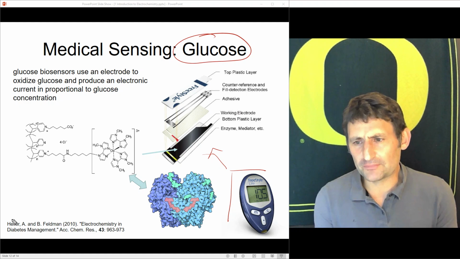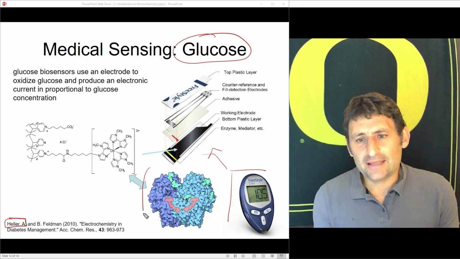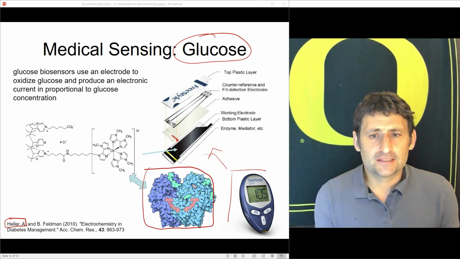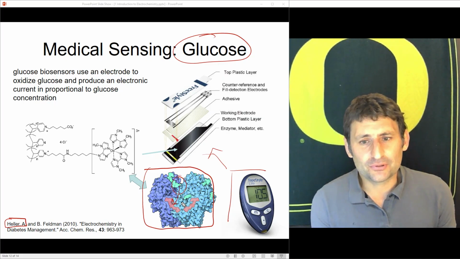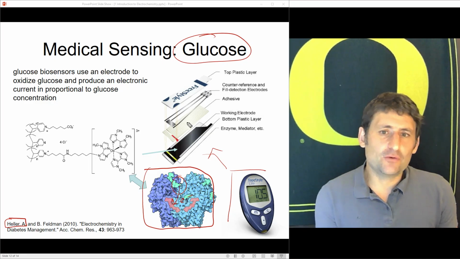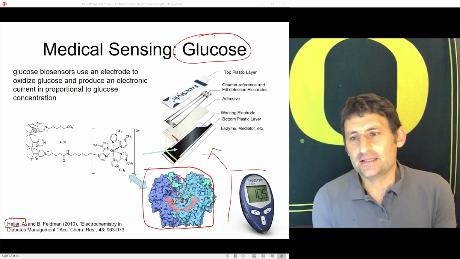And so this was developed by a very famous electrochemist named Adam Heller. And what he figured out is he could take an enzyme, I believe this is glucose oxidase, so it's an enzyme that selectively binds glucose and oxidizes it, pulls the electrons off of glucose. He could use that enzyme and wire it into a sensor. And so how do you do that? Well, he embedded that enzyme inside of a polymer.